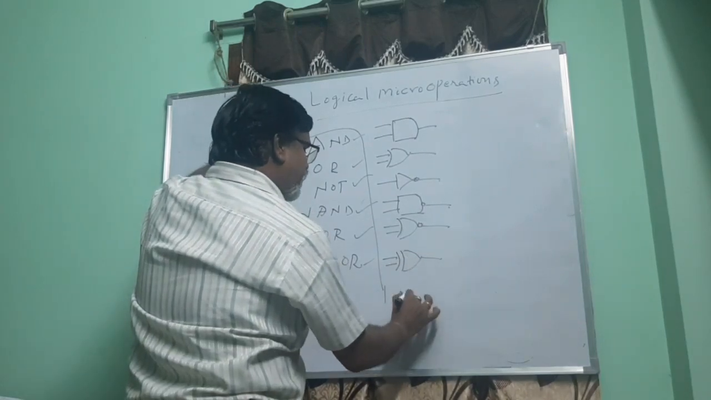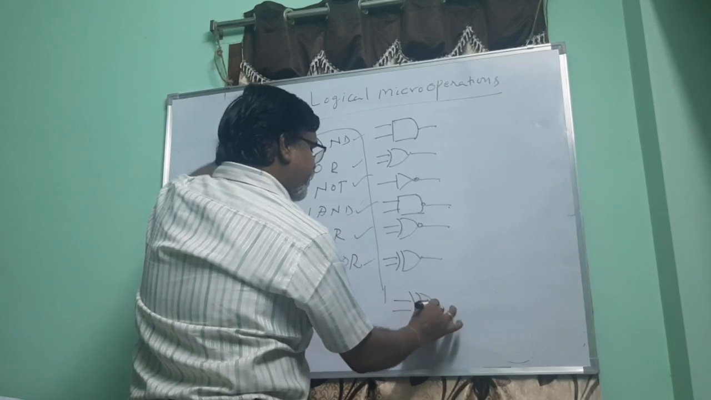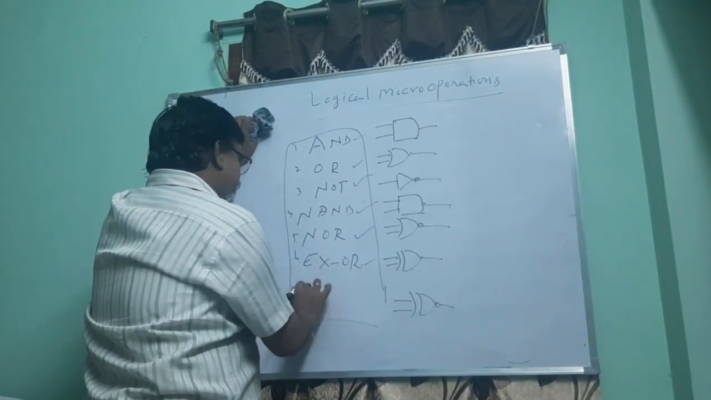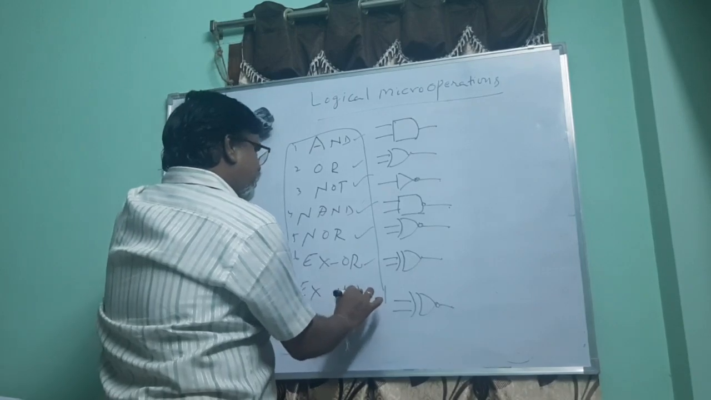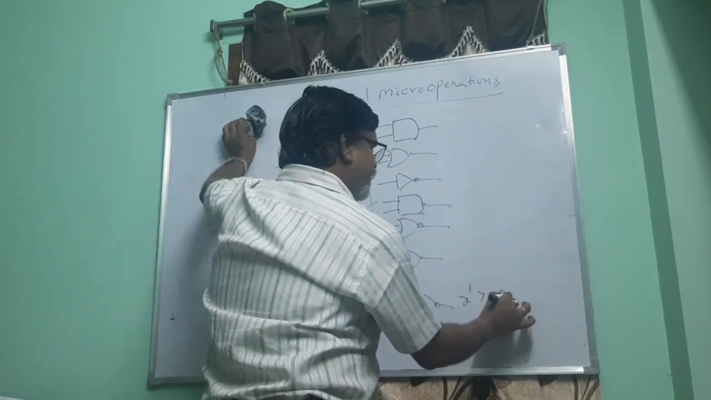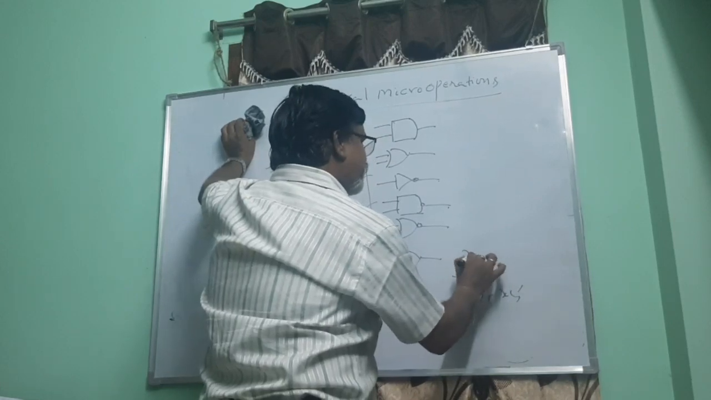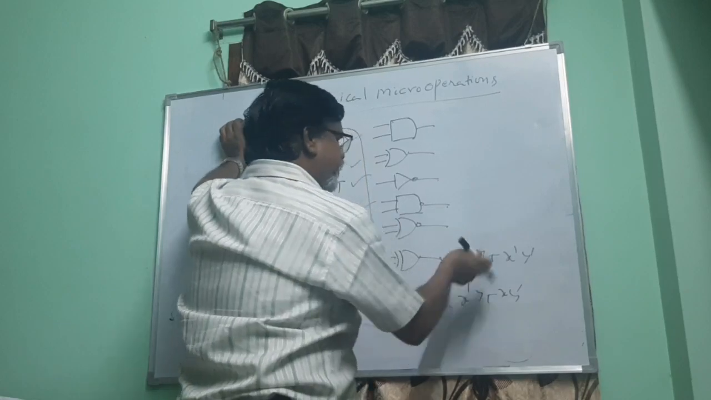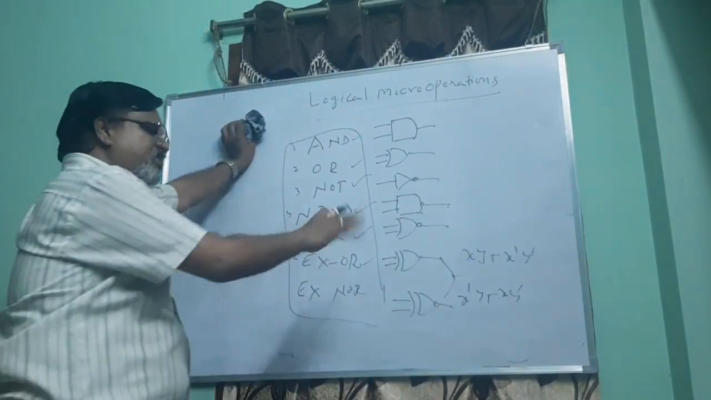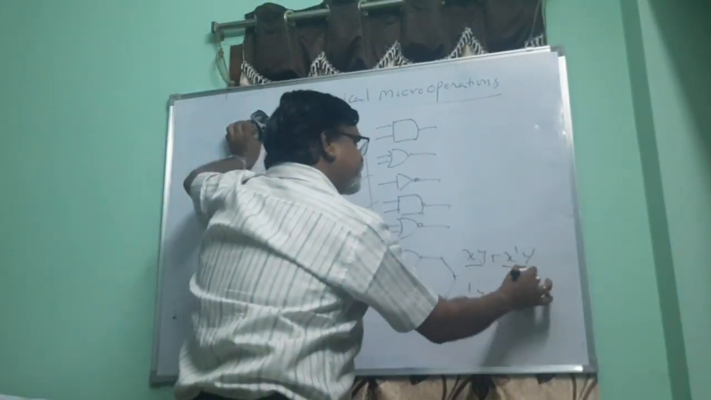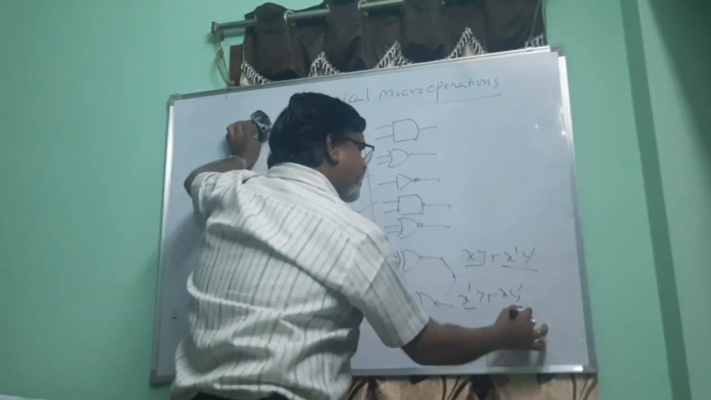And there is one more, which is nothing but exclusive NOR. I think maybe XY bar is for one, and another one is XY plus X bar Y bar. It can get confusing which equation is meant for what. So one is XY plus X bar Y bar, and one is X bar Y plus XY bar.